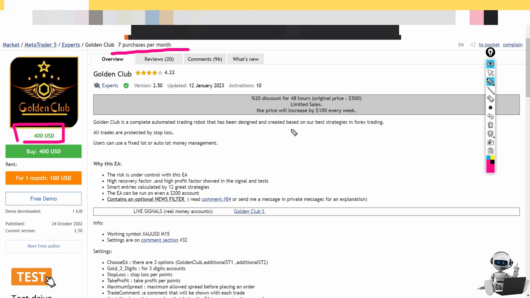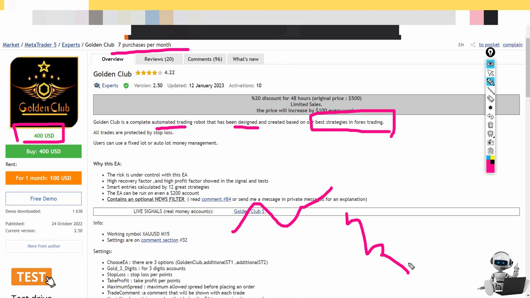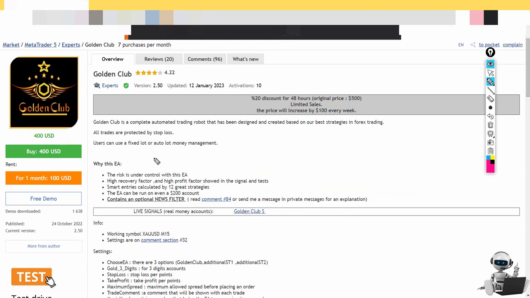Now this EA, he really does not explain the logic behind it. We don't have much information, unfortunately, but it is an automated trading robot that has been designed and created on the best strategy. So what are the strategies? We don't know. We know it is a scalper, maybe it is trend, maybe it is reversal, or it is ranging. We don't really know what strategy it is using. However, it says all trades are protected by stop loss, and you can use fixed lot or auto lot money management.